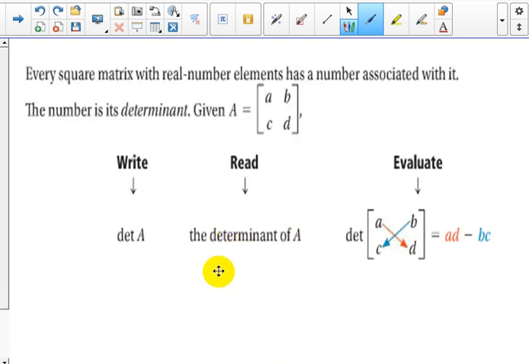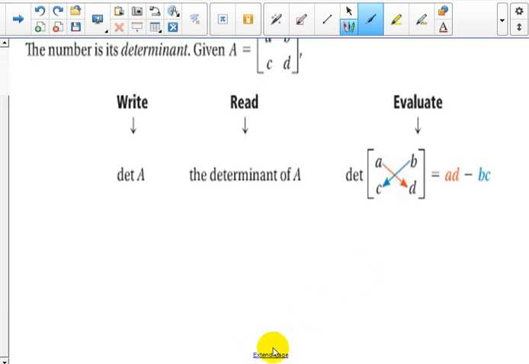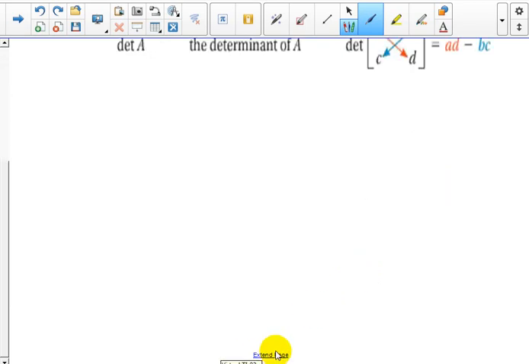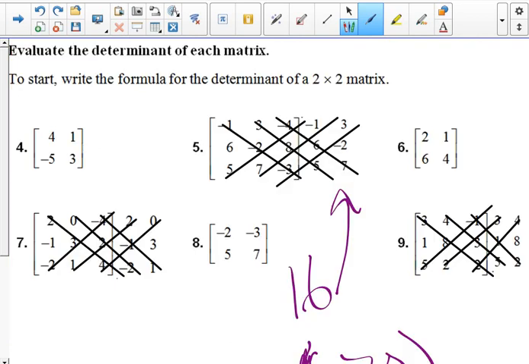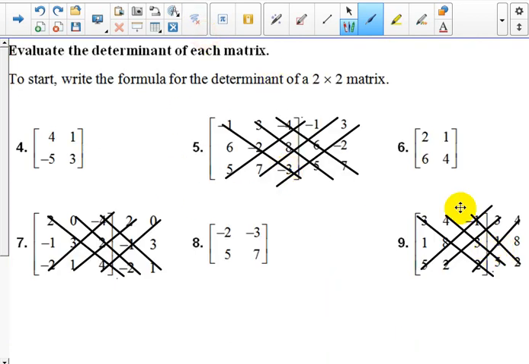Now we're going to learn about something called a determinant. Every matrix has a determinant. It's a number that's just associated with it, and there's a way to calculate it. How we calculate it when it's a 2 by 2 matrix is super, super simple. Let's look at number 4. Actually, let me go to number 4. There it is. And ignore everything else here because there's a lot of writing and scribbles on it.